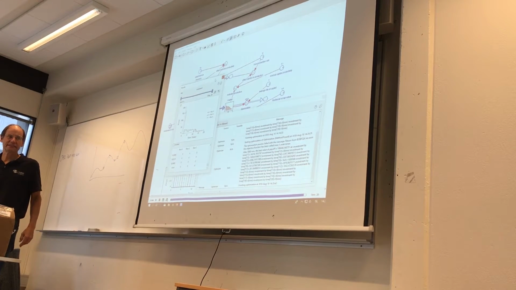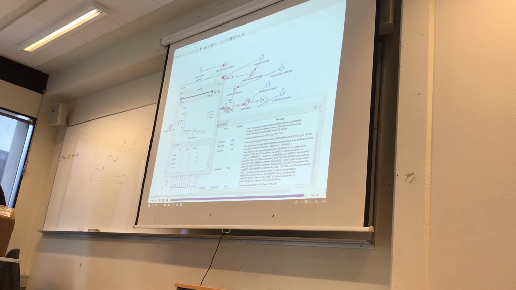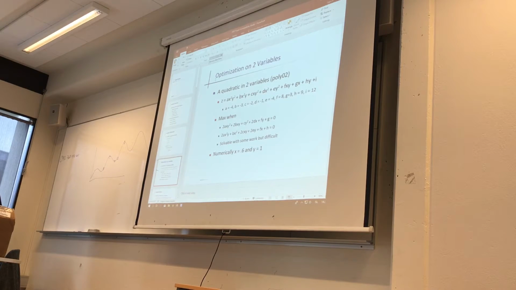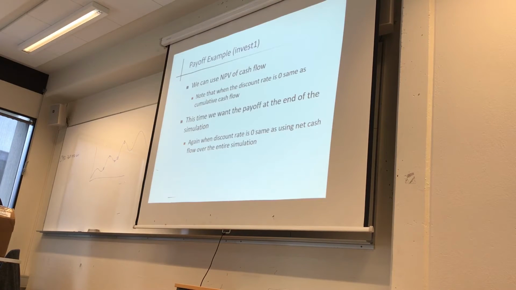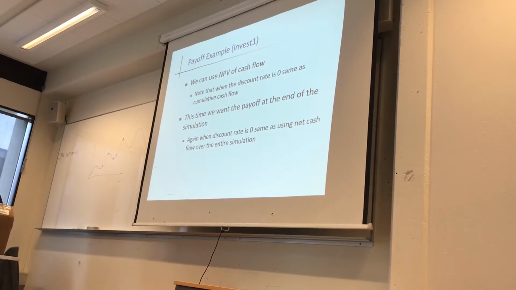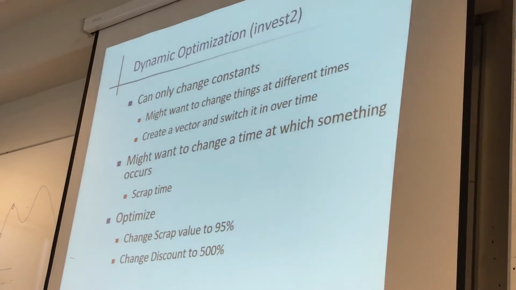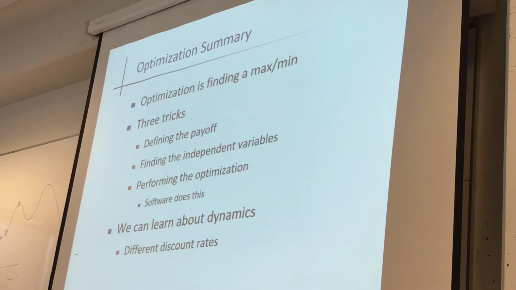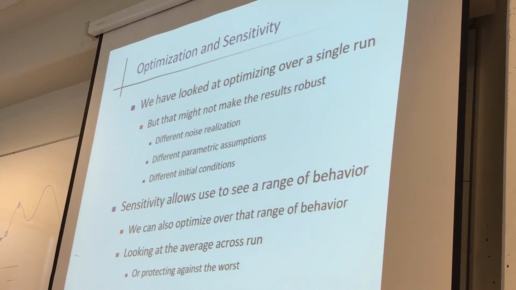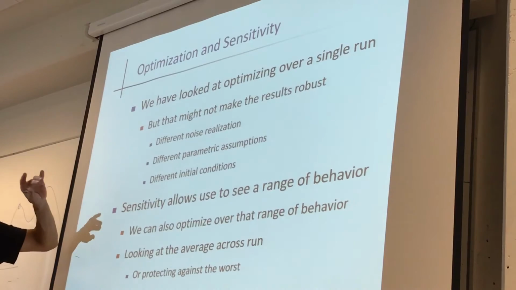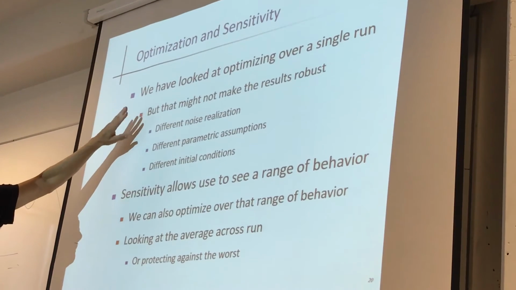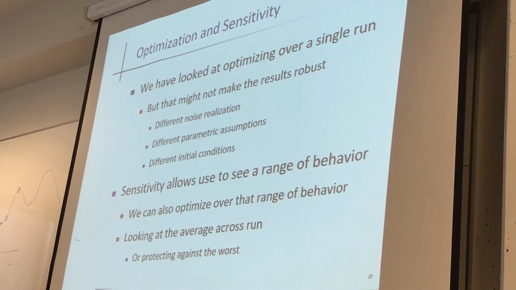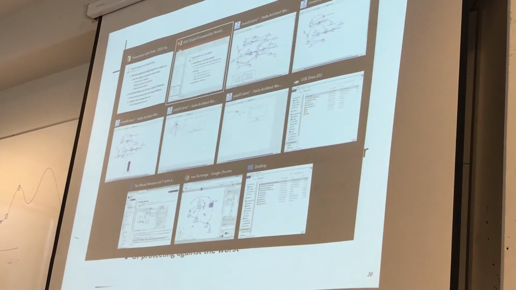I was trying to get to sensitivity combined with optimization. We don't have time to make you work through it, but let me walk you through the conceptual way that it works. This is not full-on sensitivity. We've been looking at optimizing effectively over a single run, but that might not make the results robust, so you might want to see a range of behavior. Actually, I'm just going to show you an example of this. I think that'll be the most fun way to see it.